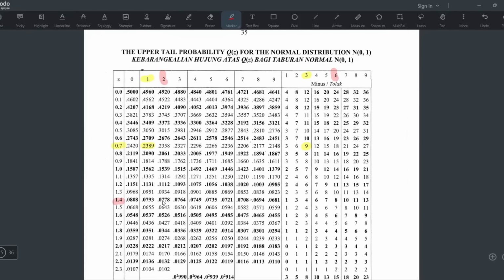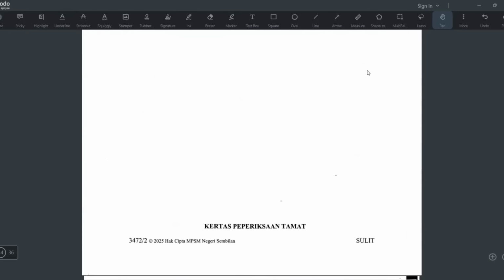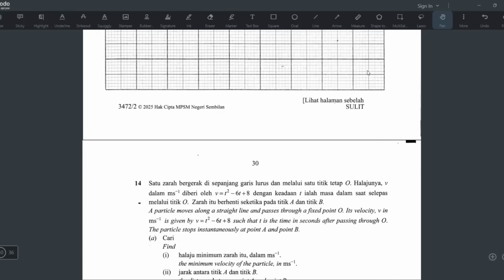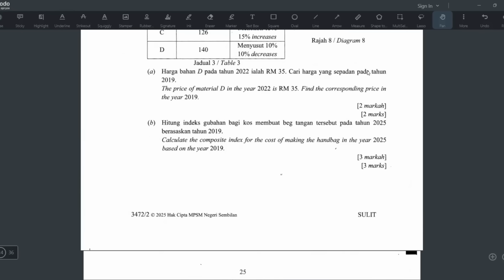So the answer is 0.0778, but I have to minus with the 6 is 8 lah. So when you take this minus 8, you minus dekat hujung sini, so dia akan jadi 0.0770. So the answer is 0.077. Okay. So you just go there and then write 0.077.